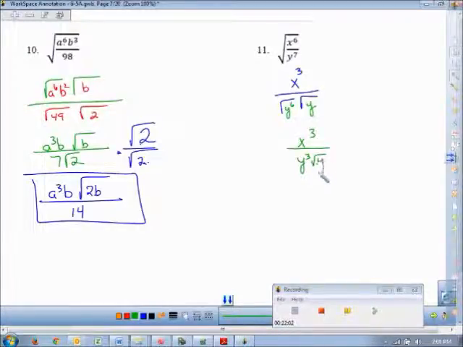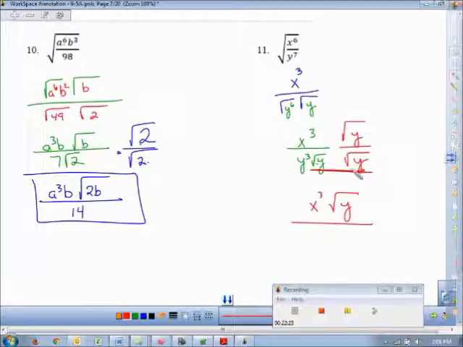There's a radical in the denominator. What would you do to get rid of it? Y to the 1st, right? Radical y to the 1st. Radical y to the 1st over itself. And then right here, radical y times radical y is y times y to the 3rd, y to the 4th. Yeah?